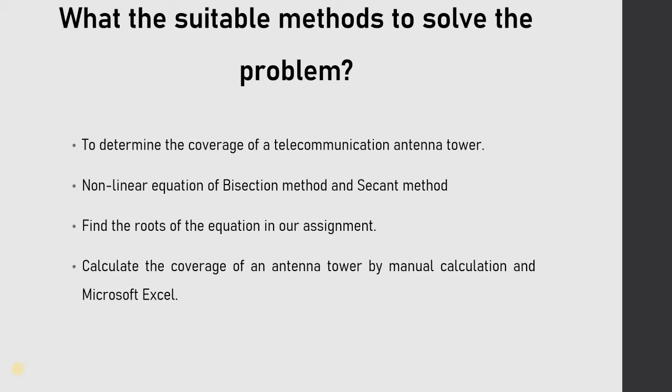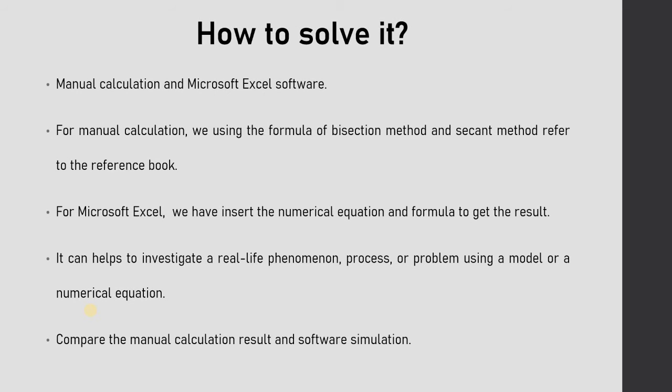We are using these numerical methods to calculate the coverage of an antenna tower by manual calculation and by using Microsoft Excel software to get an accurate result. The problem is solved both manually and with Microsoft Excel. For the manual calculation, we use the formulas of the bisection method and secant method referred to in the reference books. For Microsoft Excel, we inserted the equation and formula for both methods to get the result.